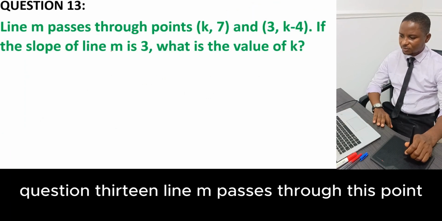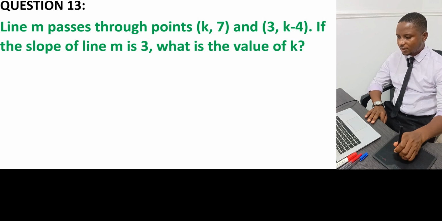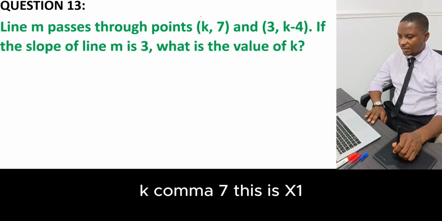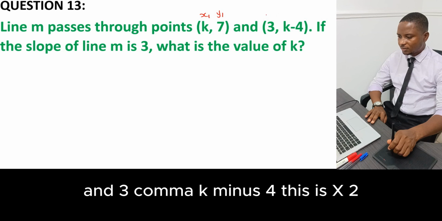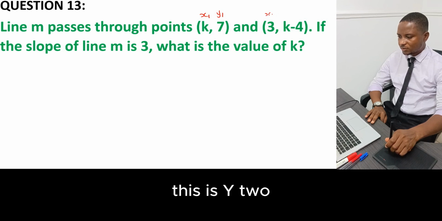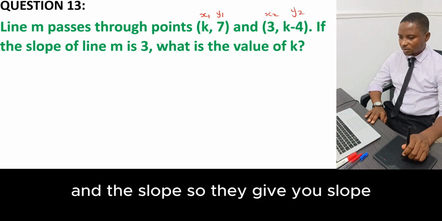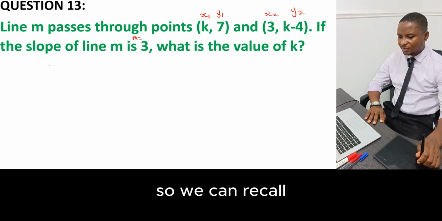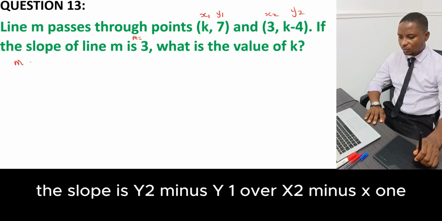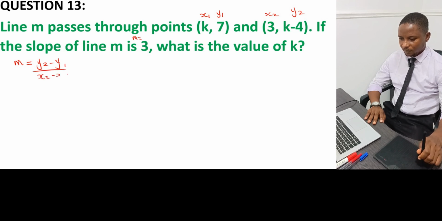Question 13. Line M passes through this point, (k, 7). This is x1, this is y1. And (3, k minus 4). This is x2, this is y2. And the slope. So they gave you the slope, so we have all the information. So we can recall that slope is y2 minus y1 over x2 minus x1.